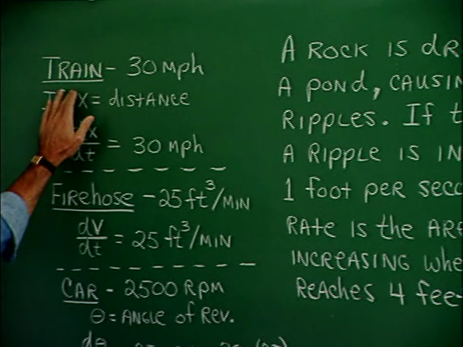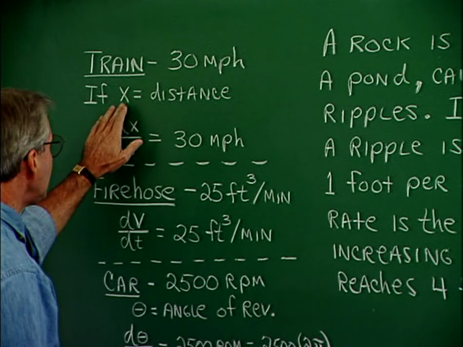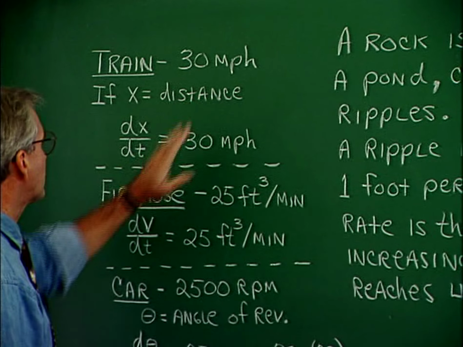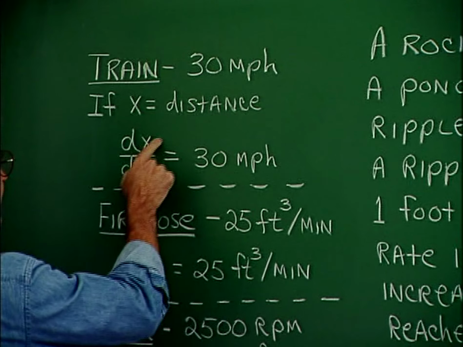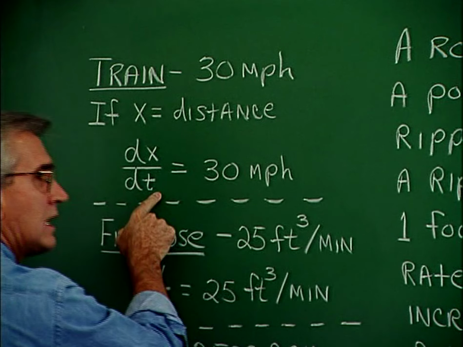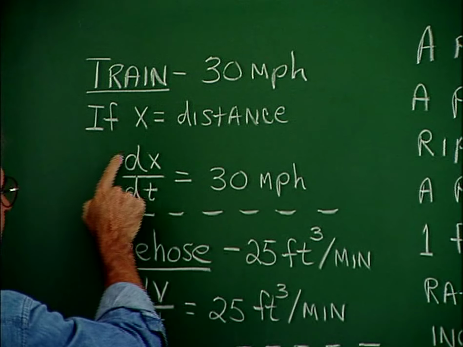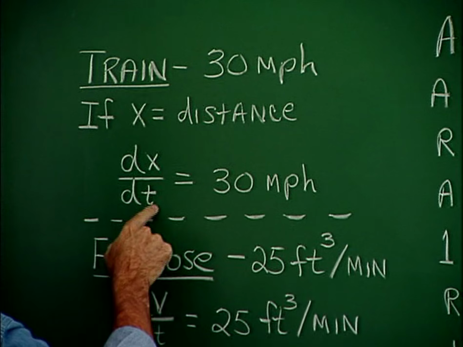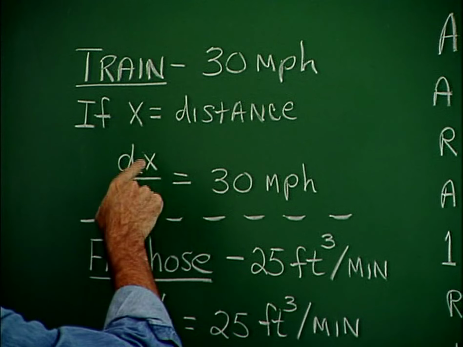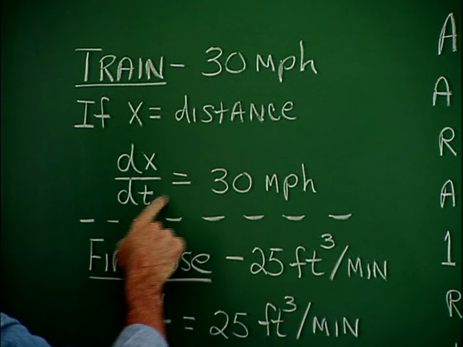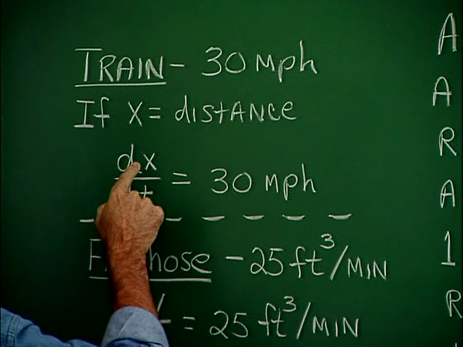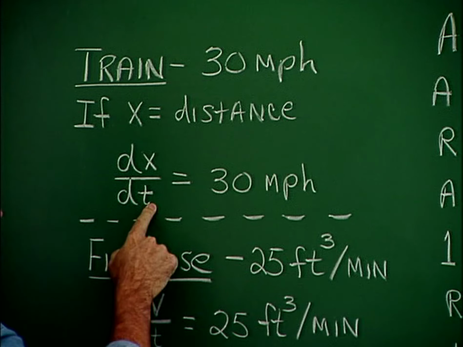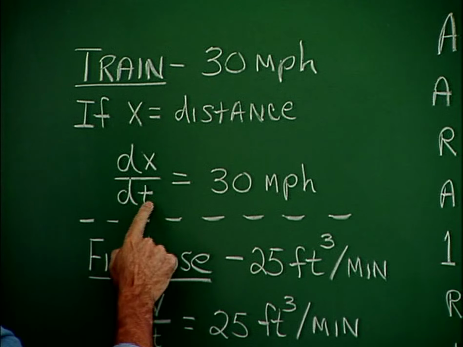If a train is going 30 miles per hour and x is some distance traveled, then the derivative of x, dx over dt, the derivative of distance in terms of time, is a rate. It is the 30 miles per hour that we're talking about up here. Change in distance per unit of time. Change in distance, change in time.